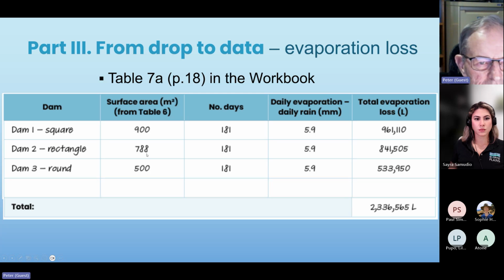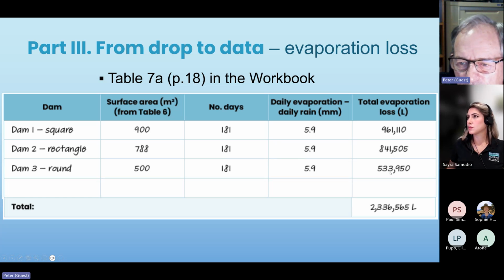For our rectangular dam, we had a surface area of 788 square metres. Here's our 181 days. Here's our 5.9 millimetres of evaporation. So we multiply those three, and this time we get 841,505. And then we're doing the same for our round tank, 500 square metres surface area times those two figures, and we get nearly 534,000 litres.